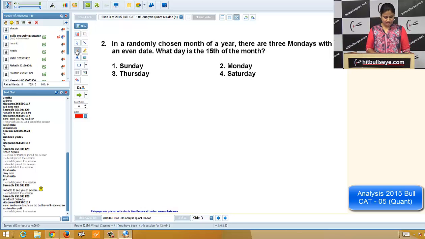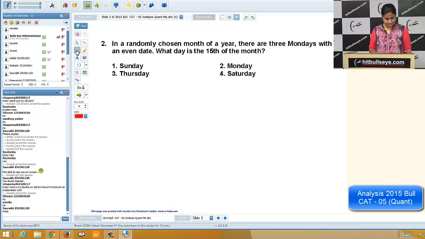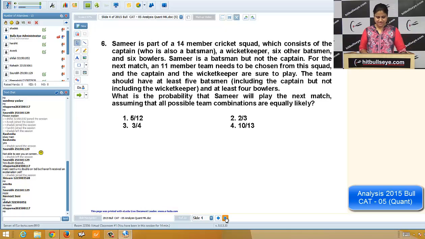Second, any problem? In a randomly chosen month of a year, there are 3 Mondays with an even date. What day is the 15th of the month? Yeah, any problem in this question? Easy one. Yes, very good. I'm skipping this question, moving further. Question number 6. Yeah, any problem in this question now?